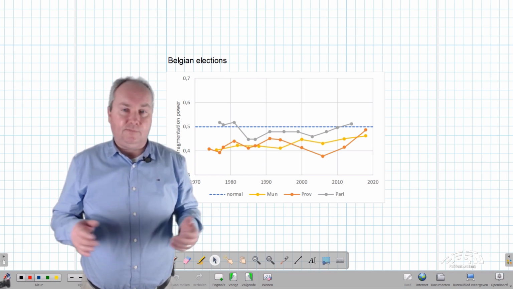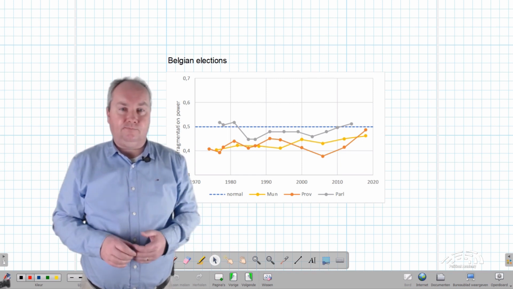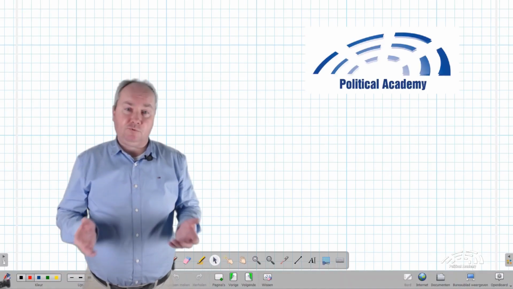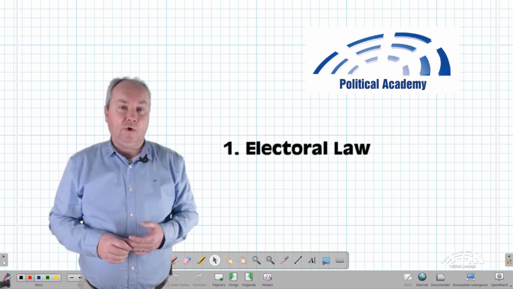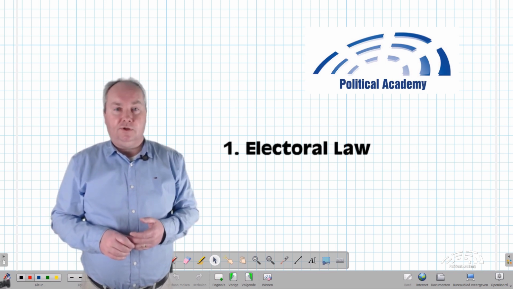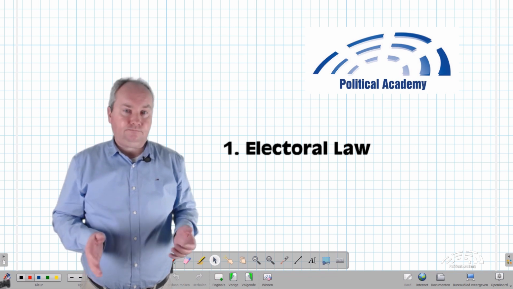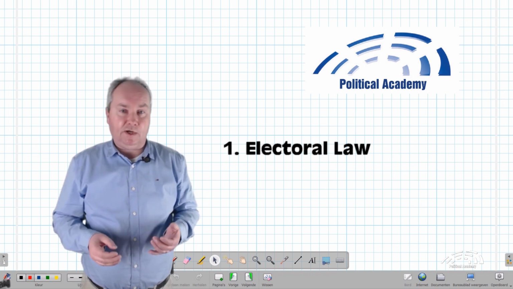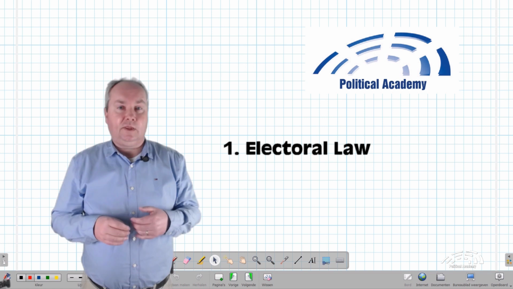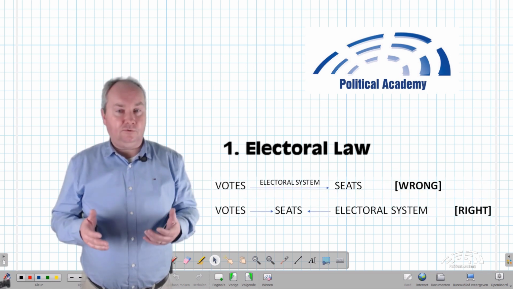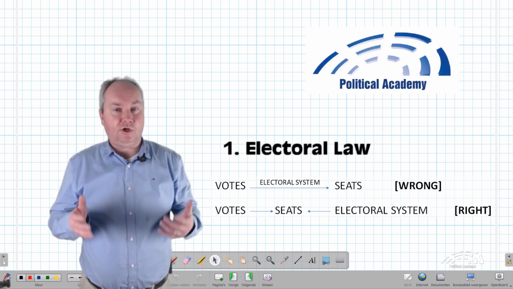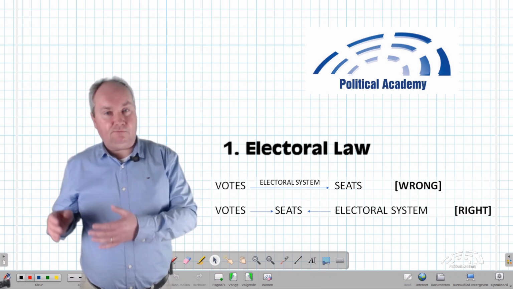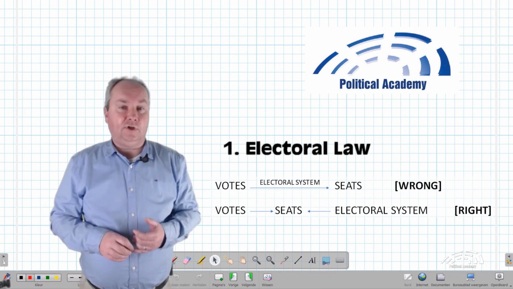Why is this? I think there are 4 main reasons. The first reason is about electoral law and the way in which votes are transferred into seats. Something for a future video. Belgium uses a different calculation to turn votes into seats, and small parties are disadvantaged by that system. Taagepera even said it is wrong to just assume that votes are turned into seats just like that. Votes indeed lead to seats, but also the electoral system has influence on the number of seats a party gets.